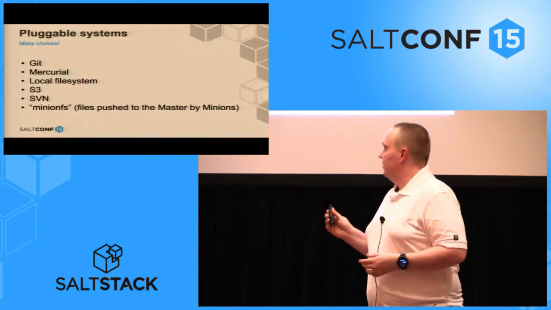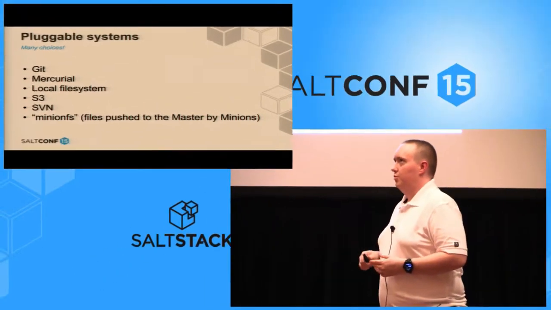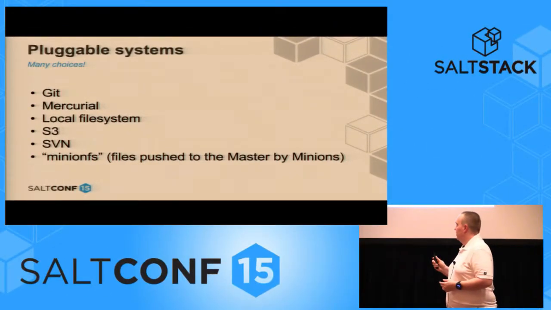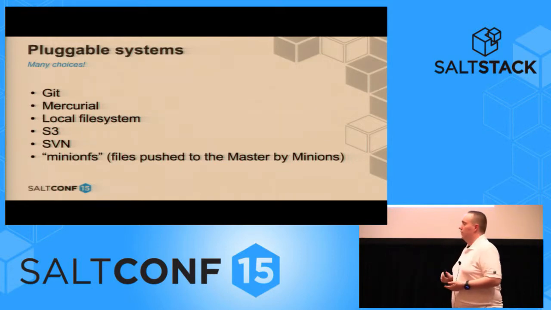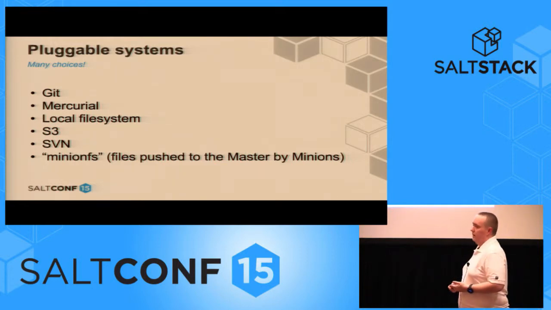So this, I believe, is all we have right now. I may have left one out. I'm not sure. So we have ones based on, like I mentioned before, Git and Mercurial. We also have one for S3. It can pull data from S3 buckets. There's also MinionFS, which I briefly mentioned earlier.